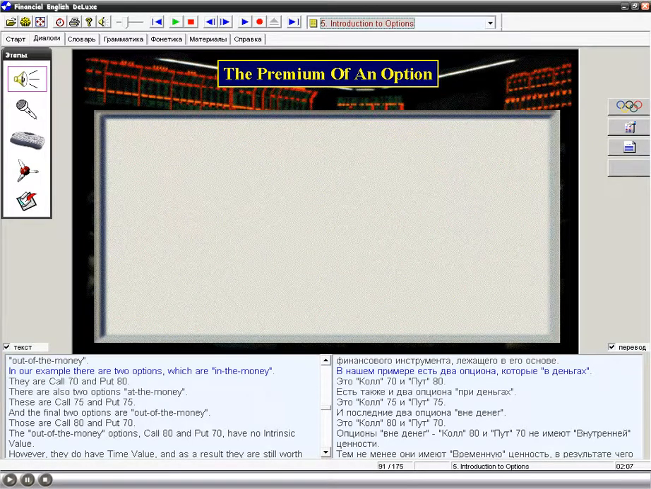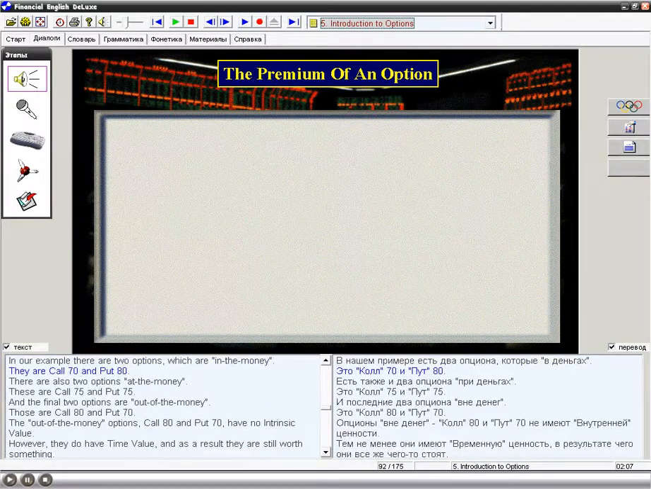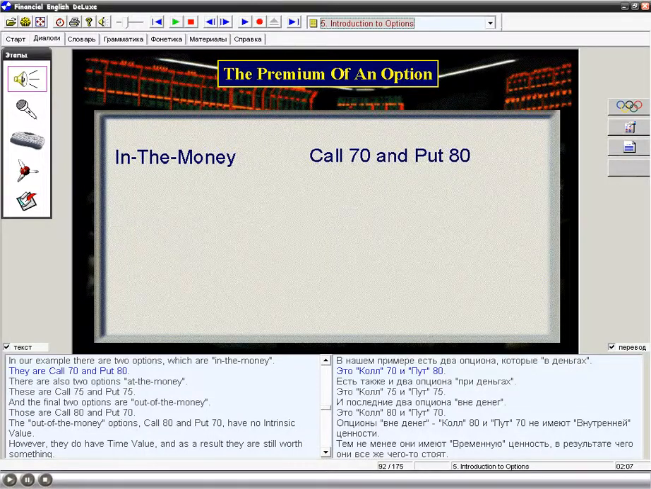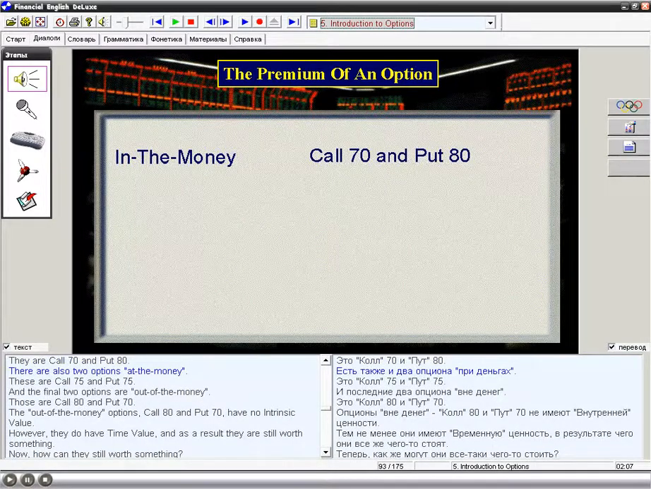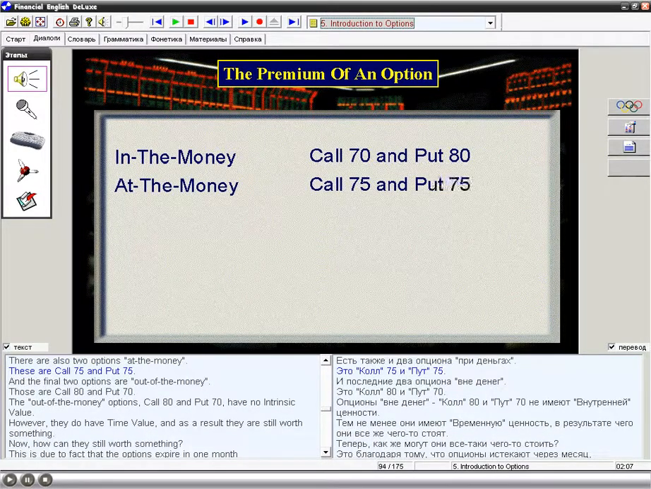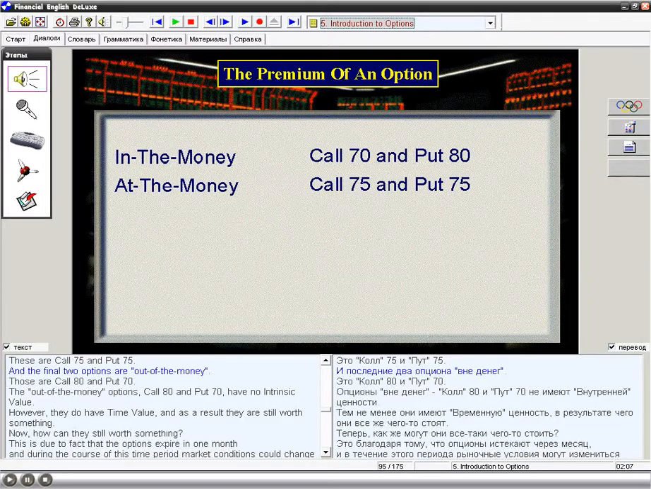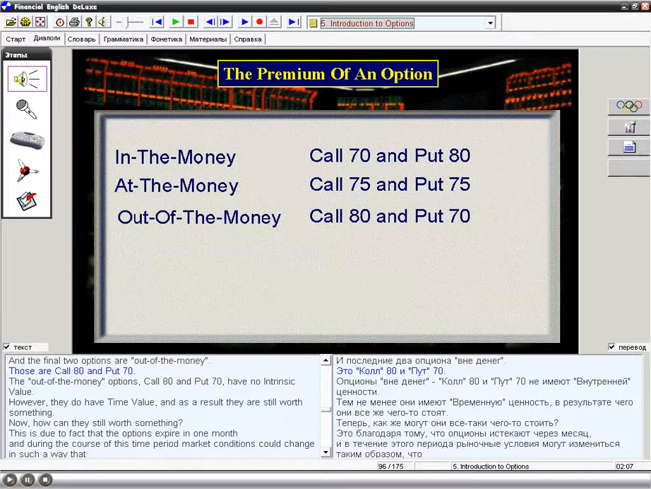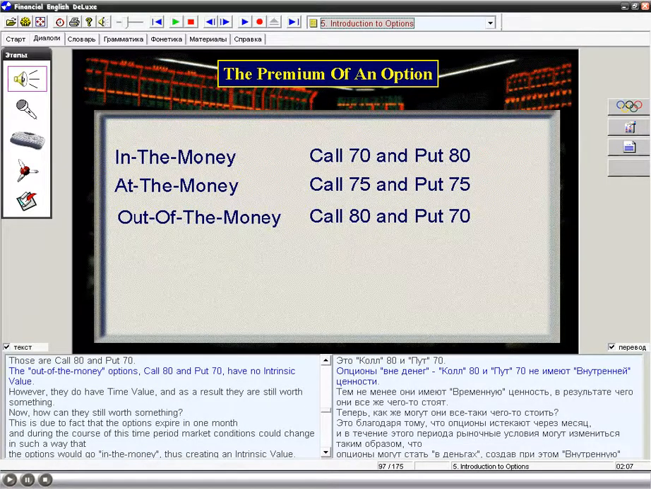In our example, there are 2 options which are in the money. They are call 70 and put 80. There are also 2 options at the money. These are call 75 and put 75. And the final 2 options are out of the money. Those are call 80 and put 70.